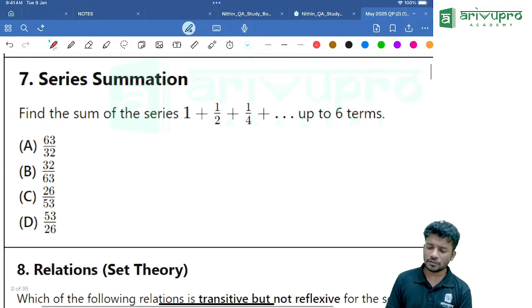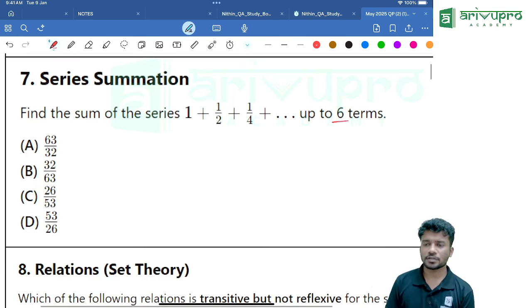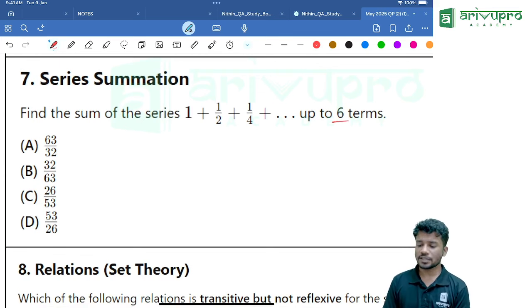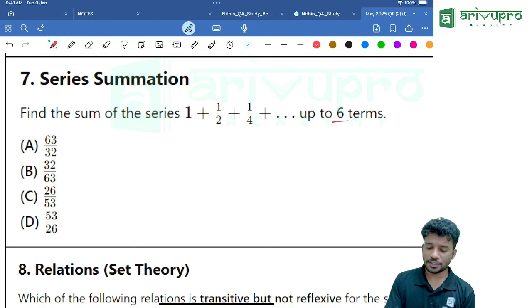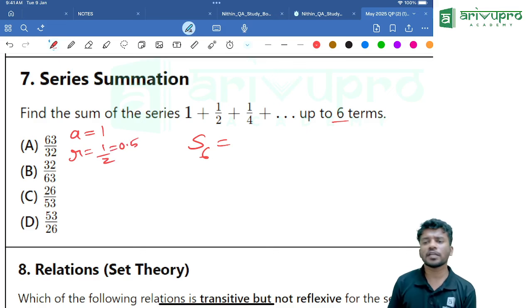Will you be able to solve it? Find the sum of the series 1 plus 1 by 2 plus 1 by 4 plus etc. up to 6 terms. That means a maximum of 6 terms are there. That means you need to find S6. A is how much here? 1. Then R is how much here? 1 by 2, which is nothing but 0.5.